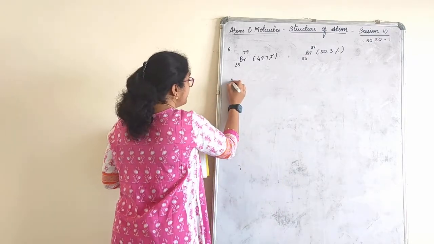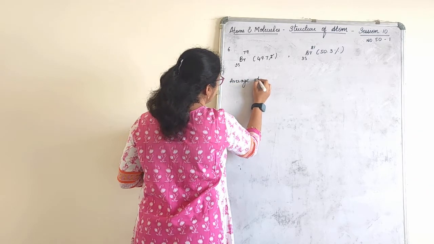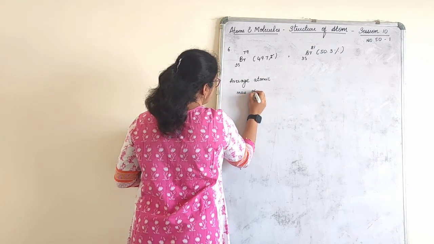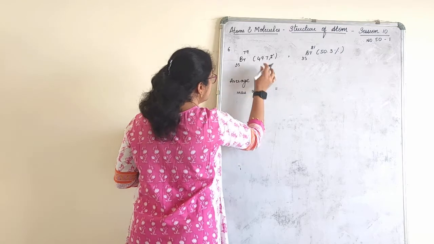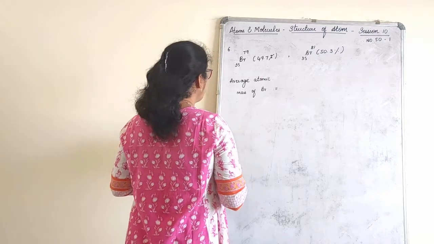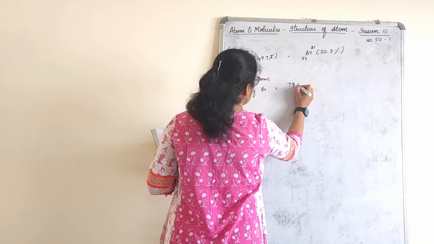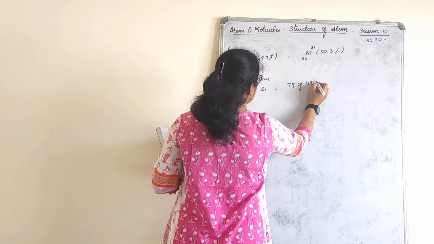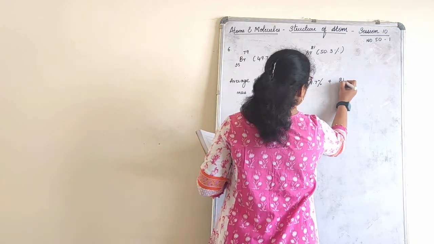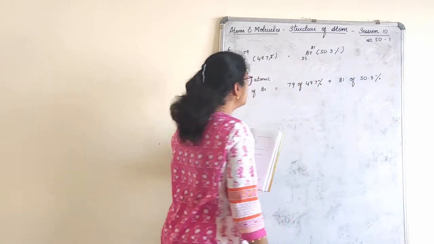So, average atomic mass of bromine is equal to this bromine plus this bromine. So, average atomic mass they have taken. So, this is 79 of 49.7% plus this is how much? 81 of 50.3%. Understood?